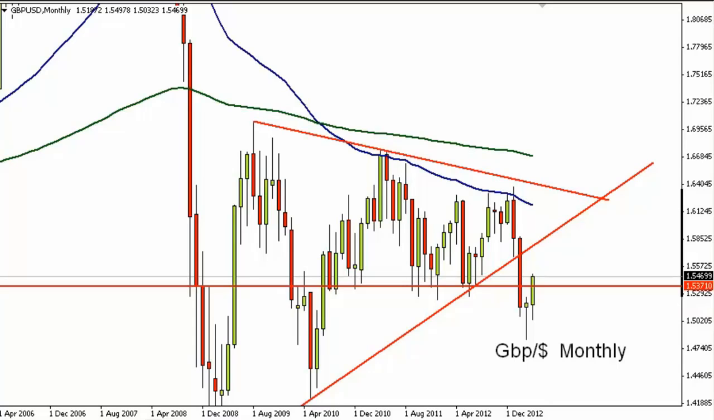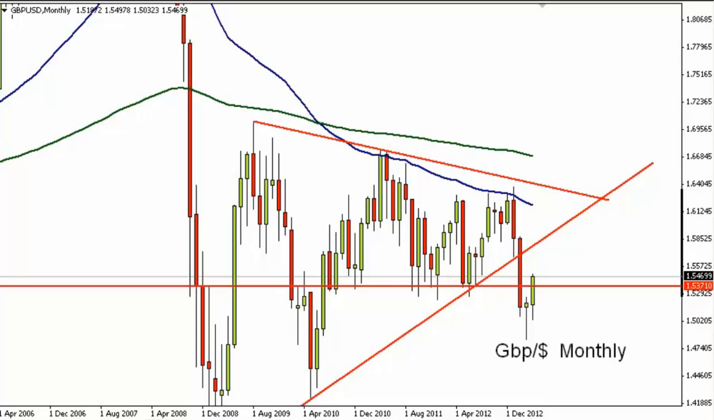But my main analysis is done on a weekend. So on a Sunday, I can spend 3 or 4 hours looking at charts, reading the news, looking at the calendar for the week ahead. When I look at charts, I'll start with the monthly.